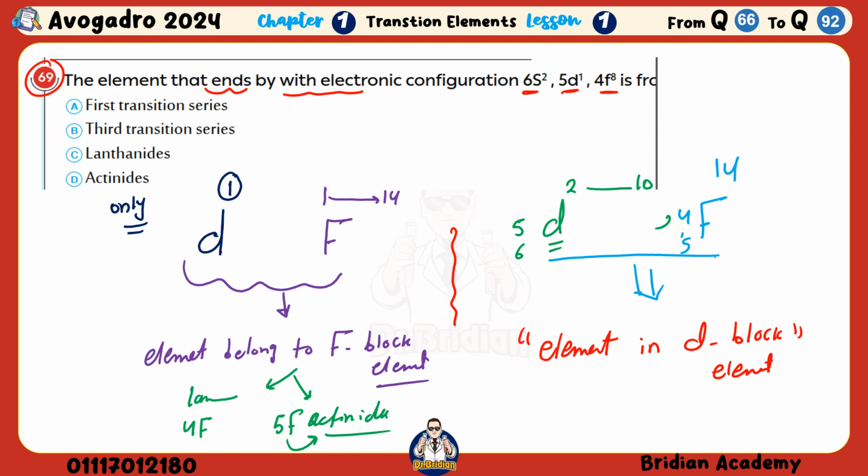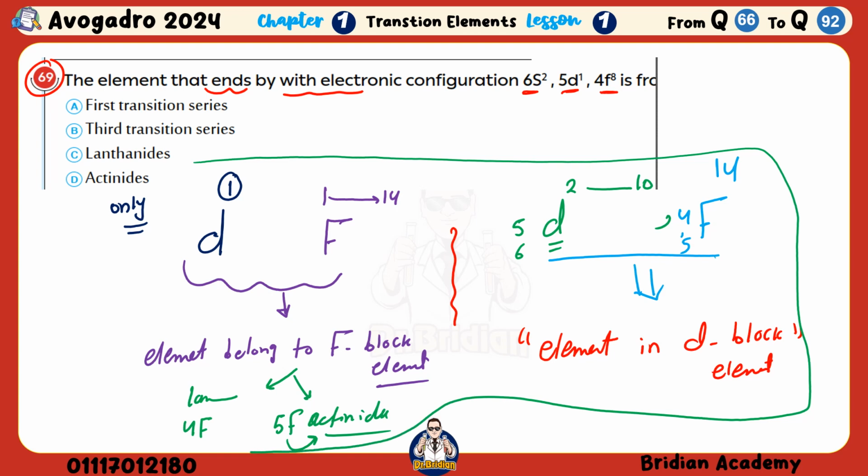Okay, those are the two most important notes you should take into consideration, and you should write them in your notebook. Okay, let's restart by rereading the question and answering. The element that ends with electron configuration 6s2. Focus on two things: focus on the d sublevel and the f sublevel.